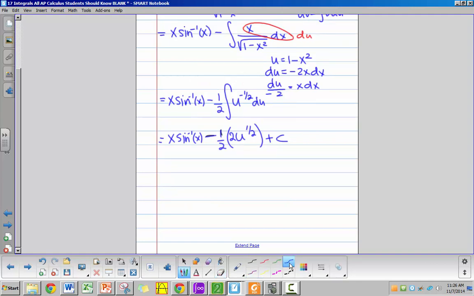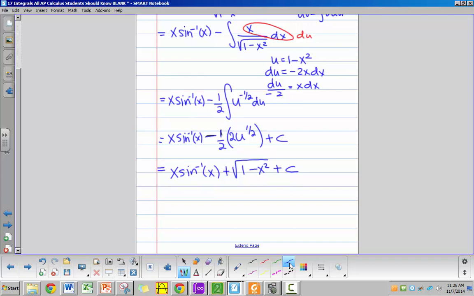Well, what is u? x inverse sine of x minus 1/2 times 2, which happens to go away. The 1/2 and the 2, and then u is 1 minus x squared. So I'm going to go 1 minus x squared under the square root plus c.